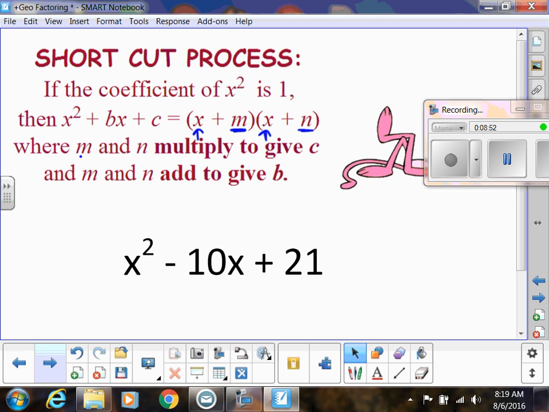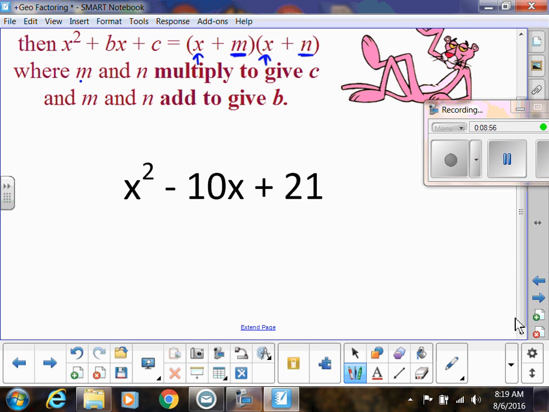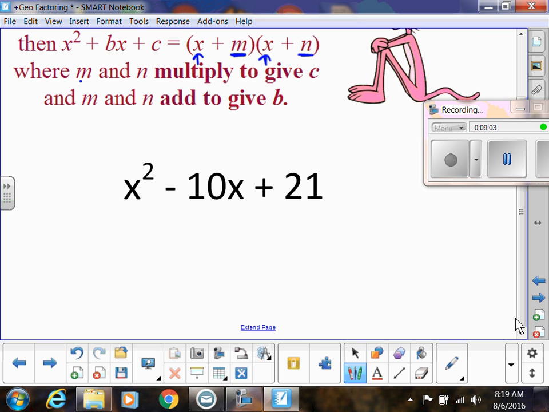So here's another question, another way we can approach this. What two numbers multiply to give me 21 and add to give me negative 10? Now, keep in mind, this is a negative, right? This is a positive.